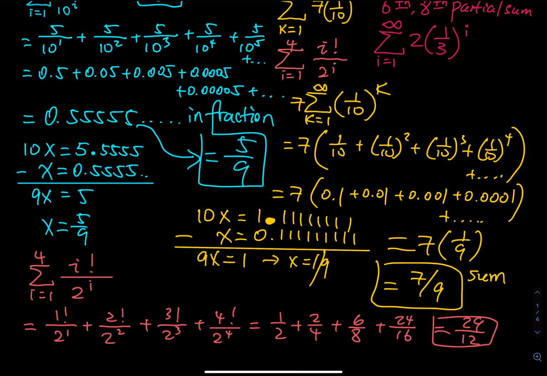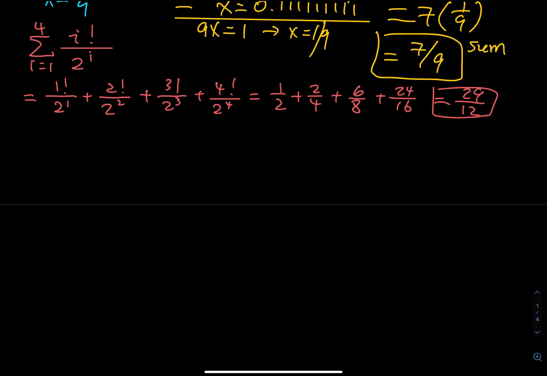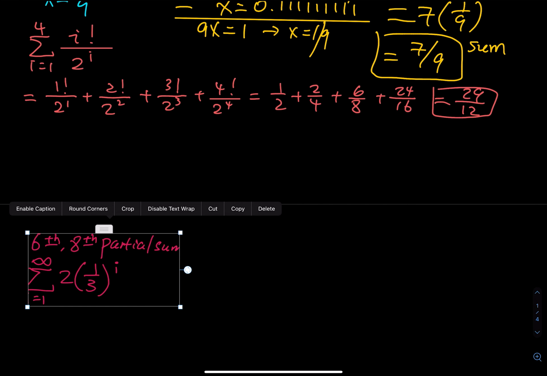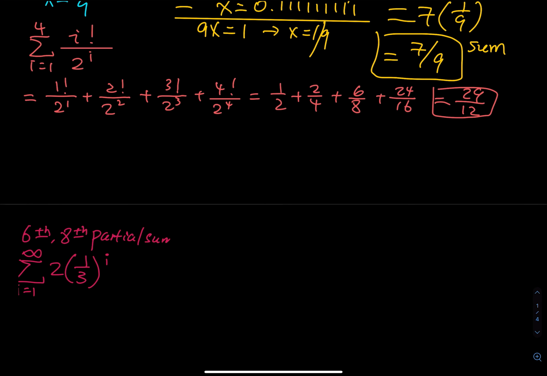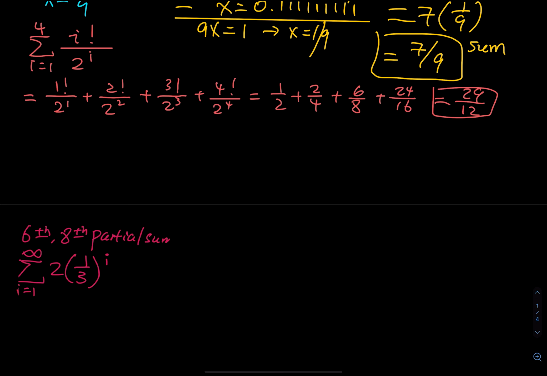Okay, last one. The last one in blue. I am going to copy and paste this, so we don't need to scroll up and down, and let's paste that over here. All I need is the 6th and the 8th partial sum. Okay, 6th and the 8th partial sum. So that means i goes from 1 to 6, right? So i goes from 1 to 6.